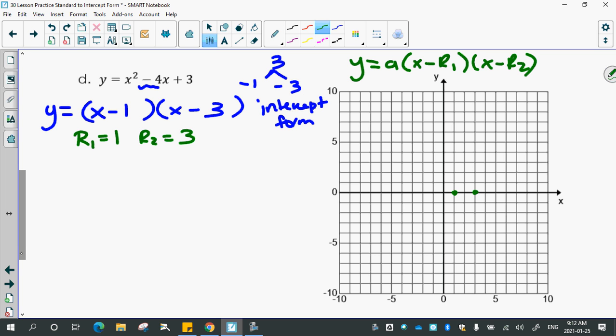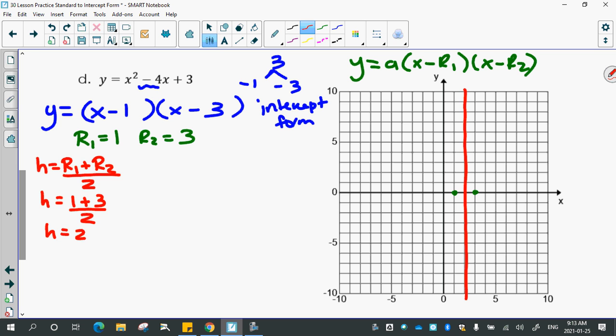And then I'm going to use the formula to find H. So H is R1 plus R2 divided by 2. 1 plus 3 divided by 2, which is 2. Which makes sense that our vertex is going to be somewhere along x equals 2. It's halfway between the x-intercepts.